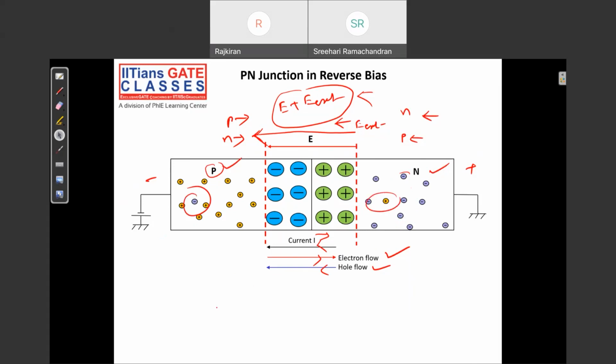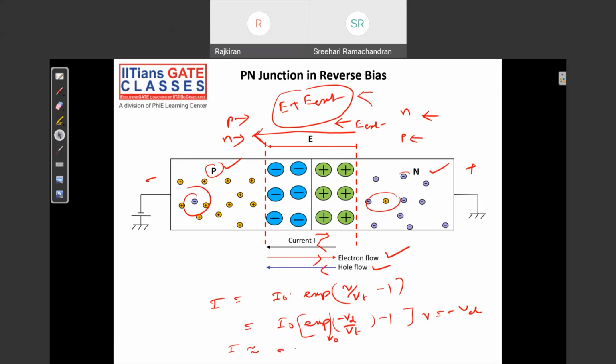If you see this expression, I is equal to I0 times exponential of V by Vt minus 1. If you go to very high negative, if V is equal to minus Vd, it will be I0 times exponential of minus Vd by Vt minus 1. If Vd is far more compared to Vt, then the exponential will be almost 0, so my current will be approximately equal to minus I0. It is the opposite of the current flowing in forward bias, and it is almost constant because I don't have many carriers.